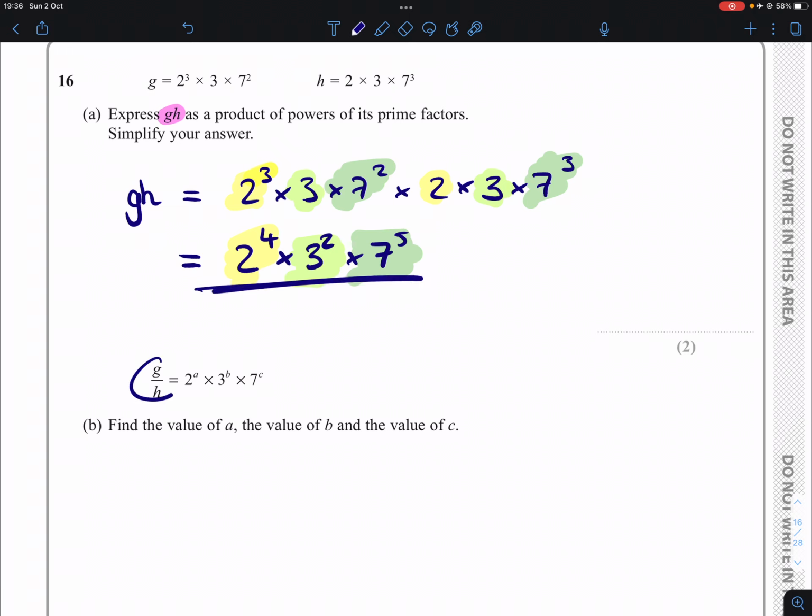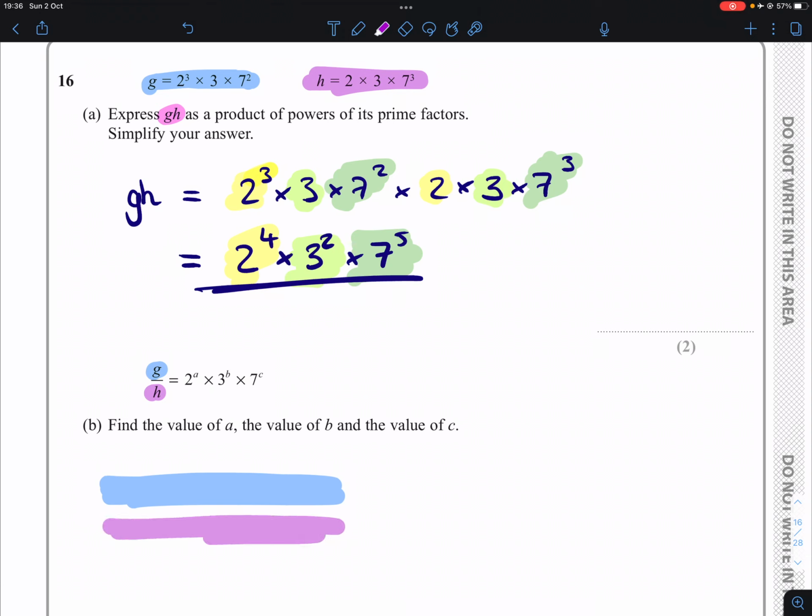Next part, g divided by h, or g over h, gives us a certain power of 2 times a certain power of 3 times a certain power of 7, and we have to figure out the values of a, b, and c. So in other words, what the powers of 2, 3, and 7 actually are going to be. So g divided by h, let's actually take our numbers from g and divide them by our numbers from h first and foremost. So set that up as a fraction. That's going to give us 2 cubed times 3 times 7 squared all over 2 times 3 times 7 cubed.